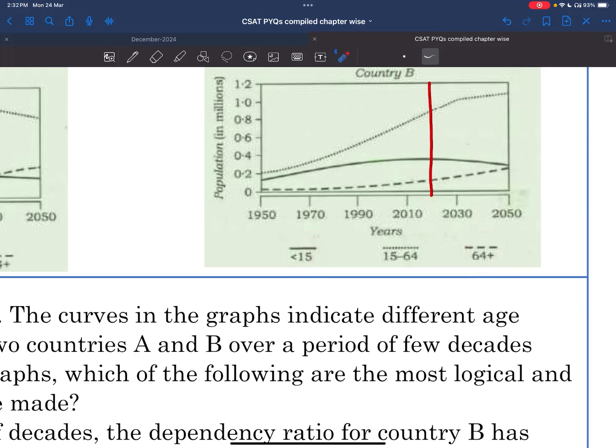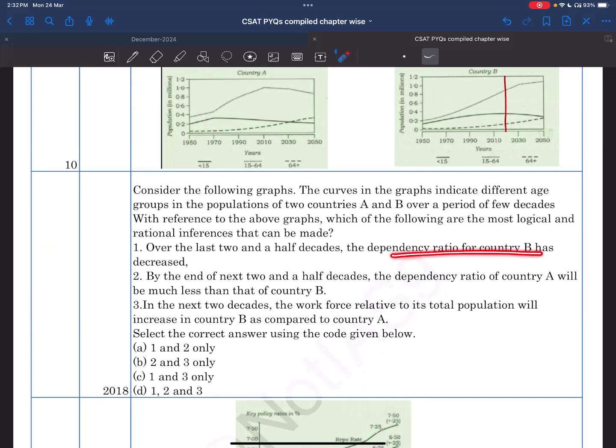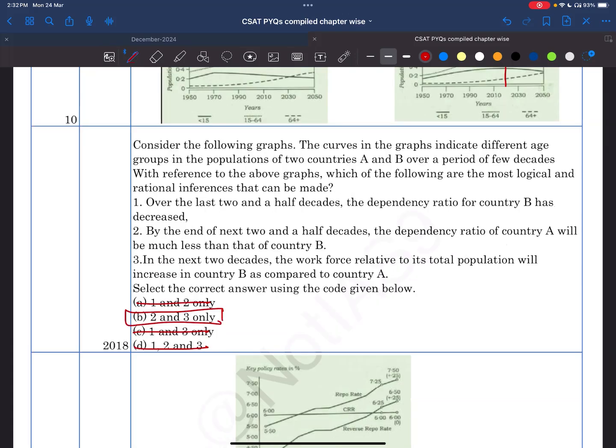Okay. See here, in the last few decades. That means this is 2018. In 2.5 decades, let's take it as 2020. What will be 2.5 decades back? 1995. That means here, from here, the value is slightly increasing, right? And now see here, this is the 64 plus population, right? This is also increasing. What is said in the option? That the dependency ratio of country B has decreased. No, this is increasing, right? So this is wrong. If one is wrong, all are gone. We are getting B as an option wrong. We can check the other two statements. Okay, this is wrong now.